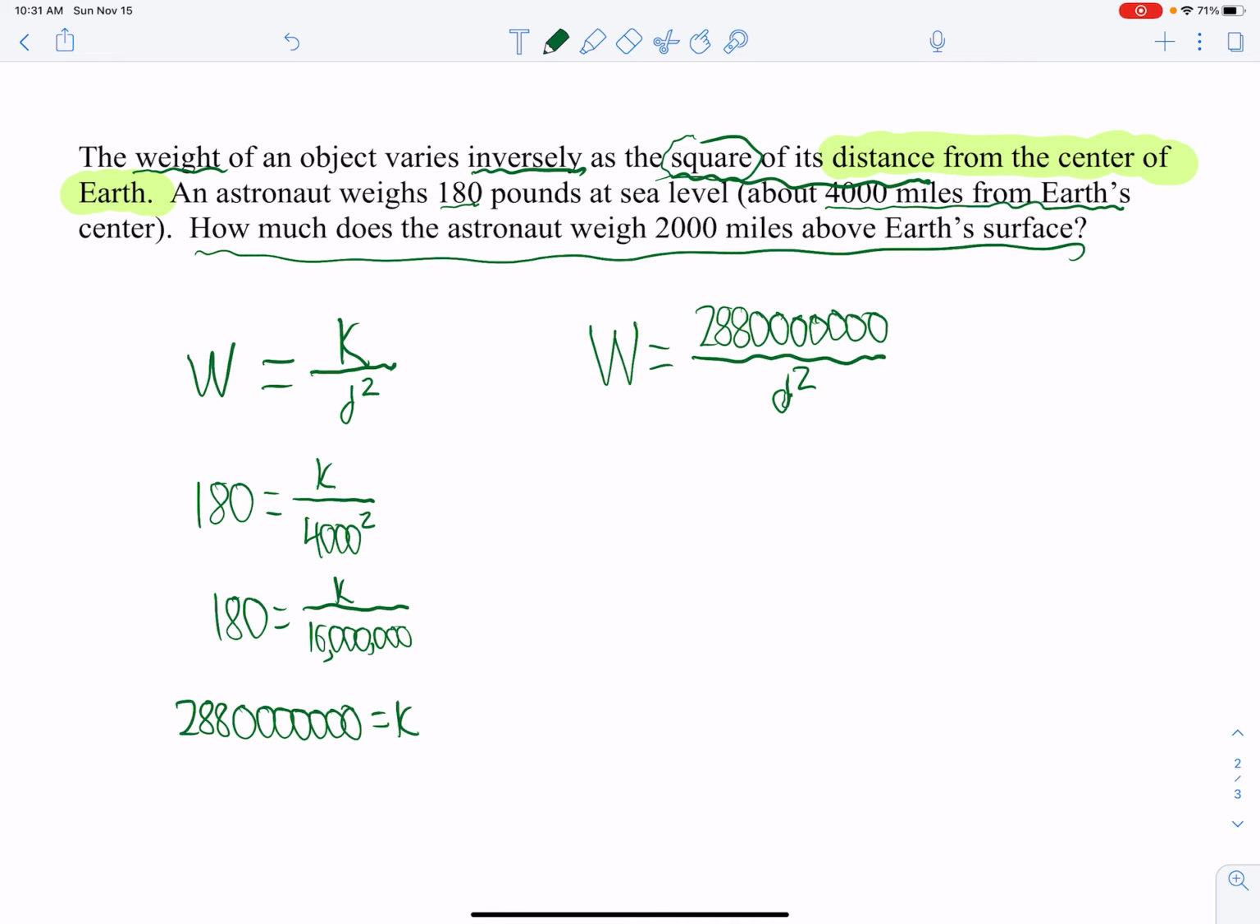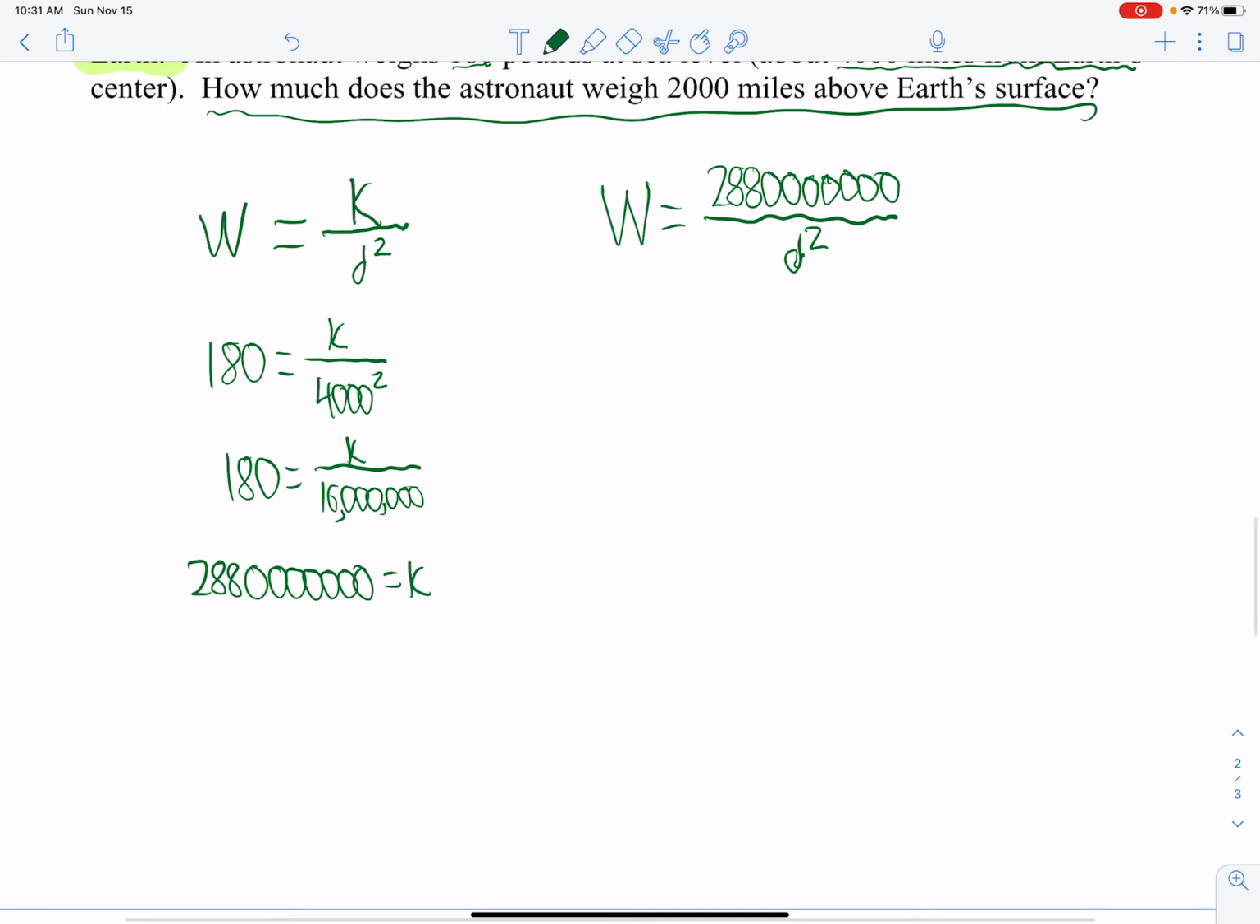So keeping that in mind, let me do a quick amazing drawing here. Here's our Earth. Here's our astronaut. We're talking about distance from the center of the Earth. Now the distance from the center to the surface, we've already said, is 4,000. The astronaut is another 2,000 miles above the surface. So here, put together, that distance is a total of 6,000.